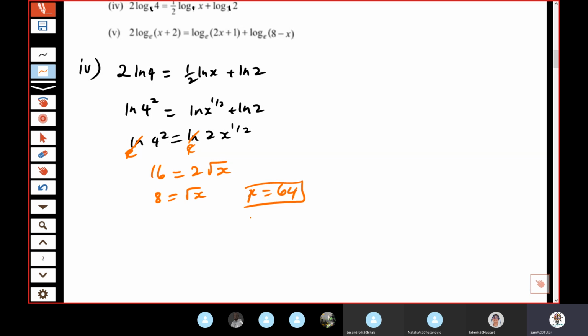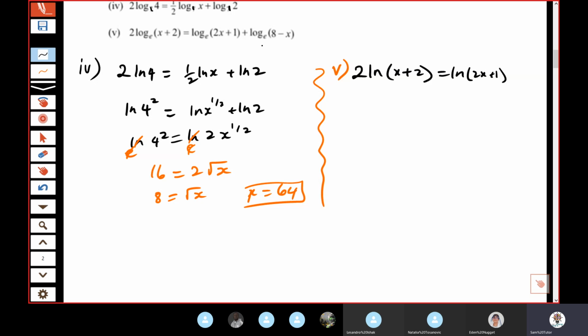All right, let's do V, last one. Again, what's the first thing you realize? They're all base e, but log e is ln anyways. So yes, they cancel out, but specifically log e is ln. So again, for V, you're just going to write it as 2 ln x plus 2 equals ln(2x plus 1) plus ln(8 minus x).